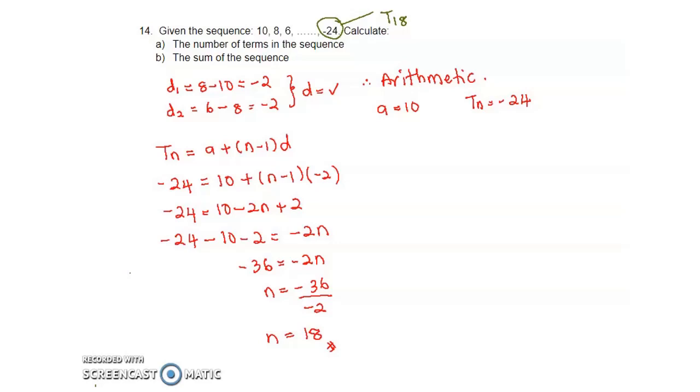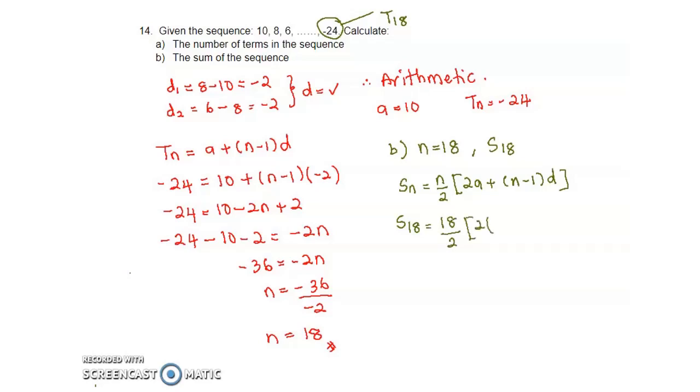Okay, question B, sum of the sequence. Since we have 18 numbers in the sequence, it means that n equal to 18. So we want to find S18. The formula for the sum of an arithmetic sequence is Sn equal to n over 2 times (2a plus (n minus 1) d). So S18, substitute n equal to 18. 2 times a, just now is 10, plus 18 minus 1 times d, which is negative 2.